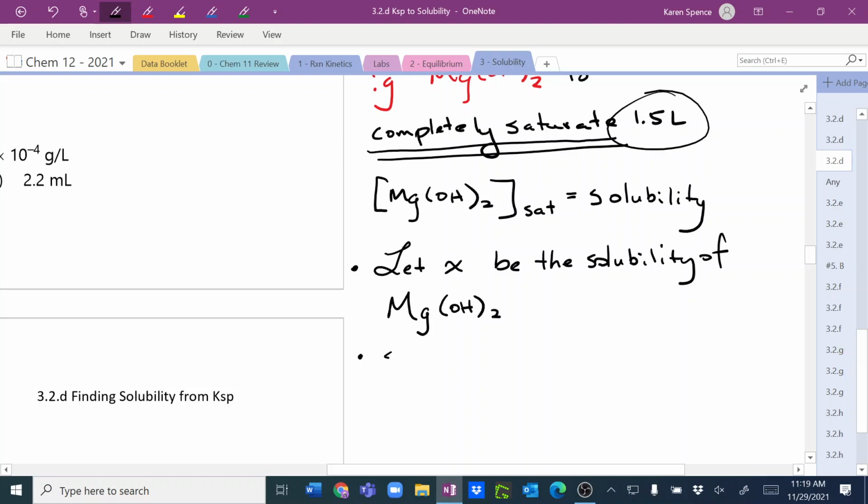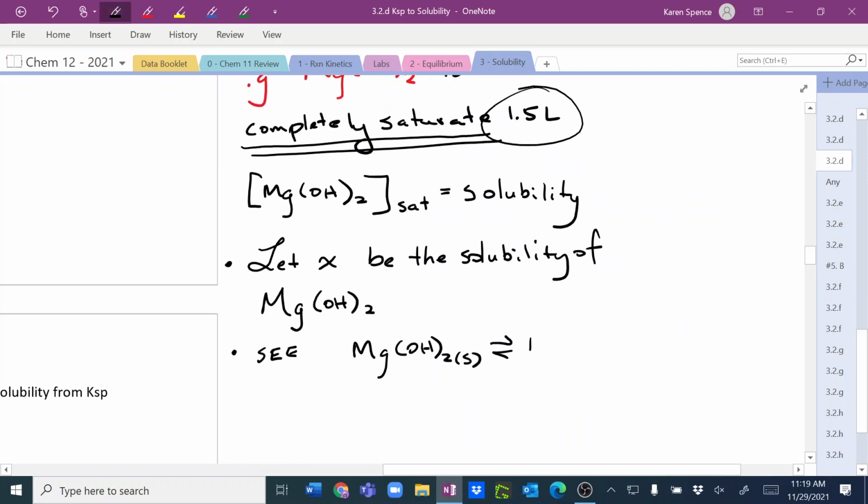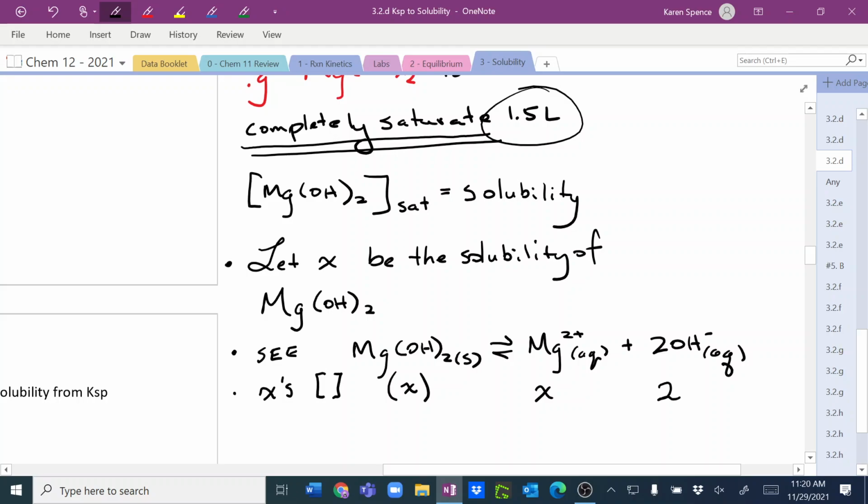Let's do the solubility equilibrium equation. Mg(OH)2 solid in equilibrium with Mg2+ aqueous plus 2 OH- aqueous. And then we're going to put in our X's. Okay, so our concentrations are X. There's no coefficient in front of Mg, so it is just X. And there's a coefficient of 2 in front of hydroxide, so that is 2X.